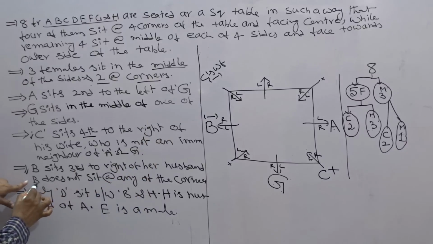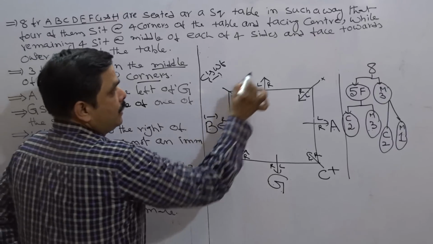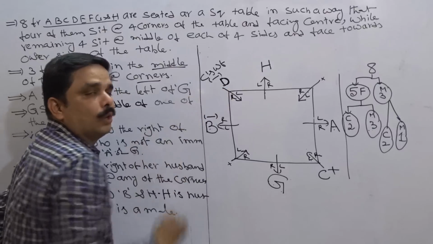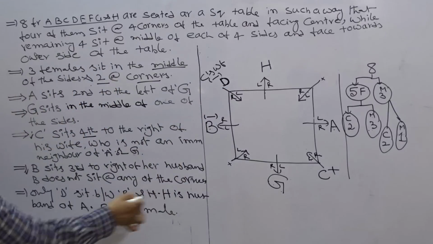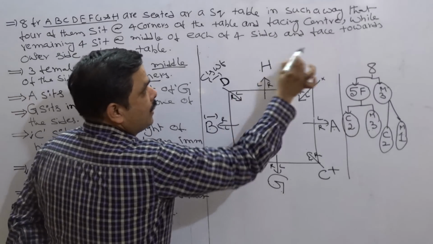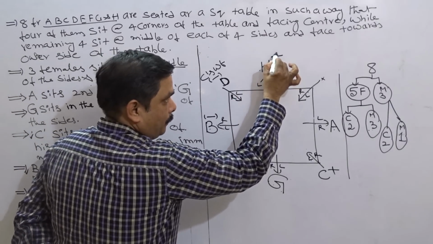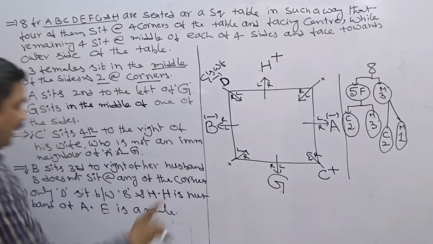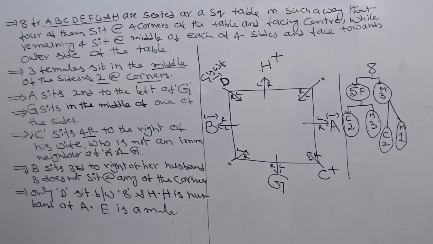B does not sit in that place, that's over. Now only D sits between B and H. Between B and H, only D sits. Then after that they have given that H is the husband of A. So H should be male, plus, and A should be female, minus. And finally they have given that E is a male.